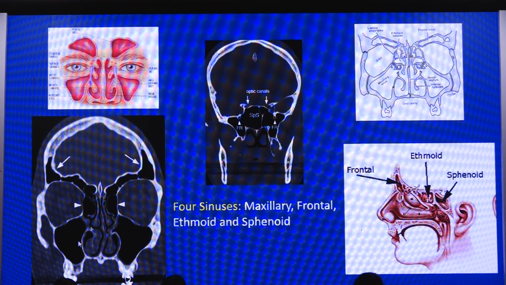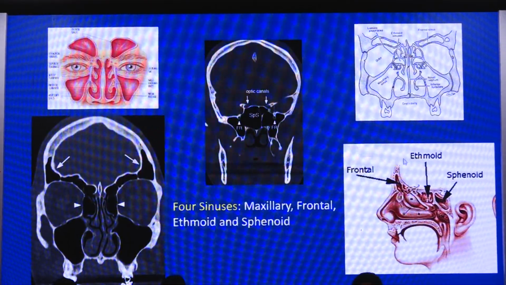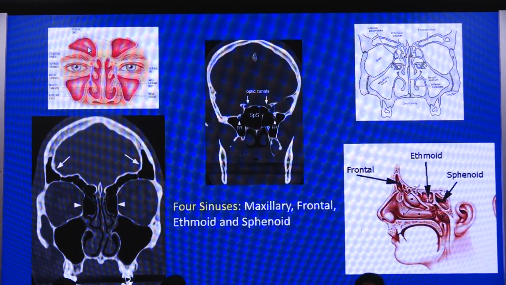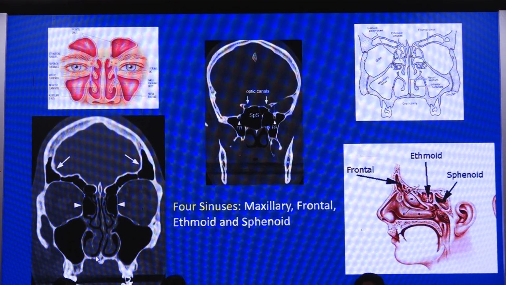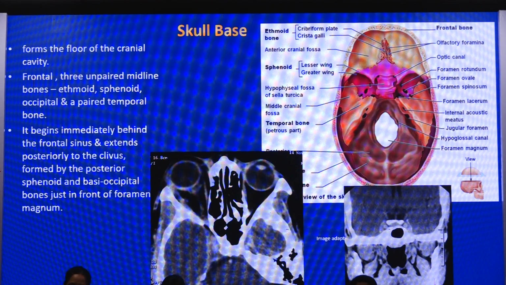As you can see anteriorly, if I cut a section from here, you can see these are the three sinuses: the frontal, the ethmoid, and the maxillary sinus. Very well you can see in this coronal section, this is the maxillary, frontal, and the ethmoid sinus. And when you cut a section from here posteriorly, here is the sphenoid sinus.